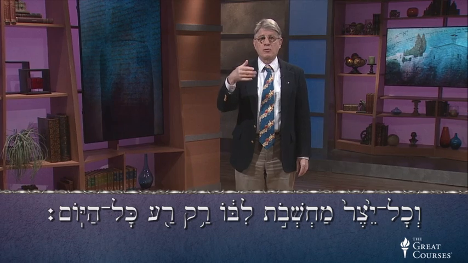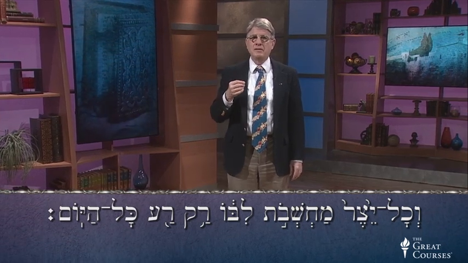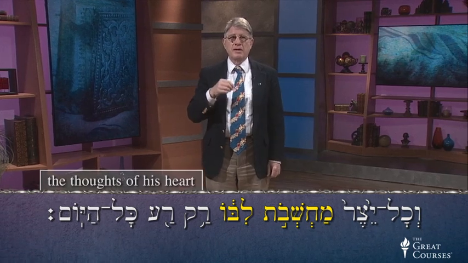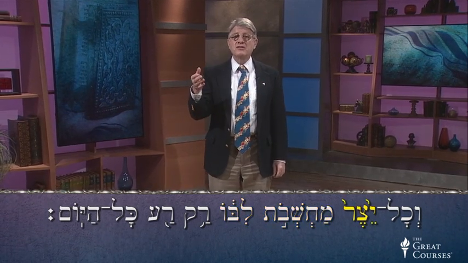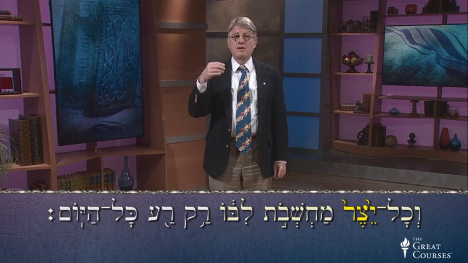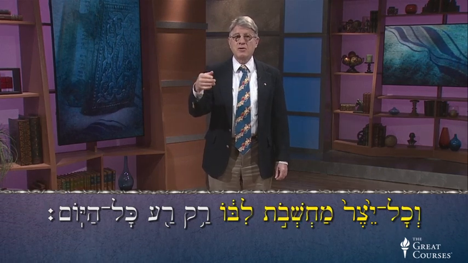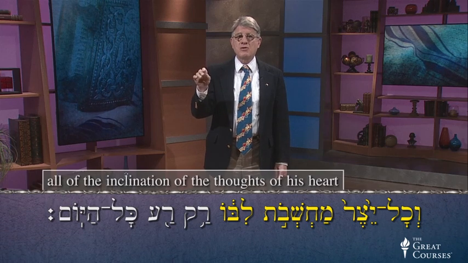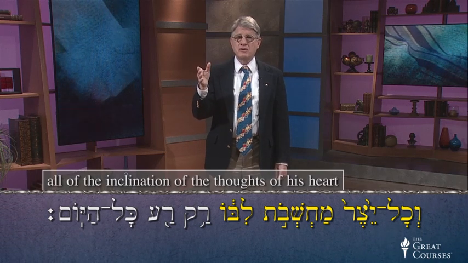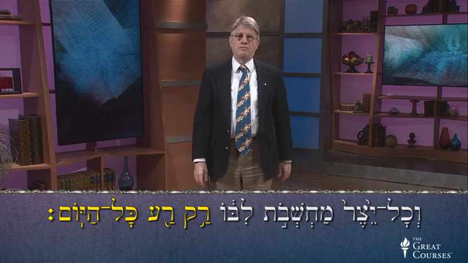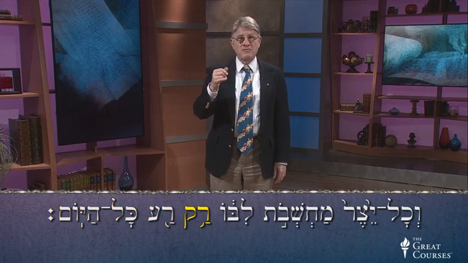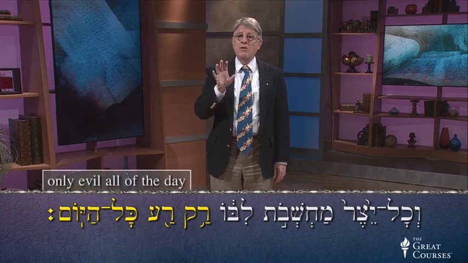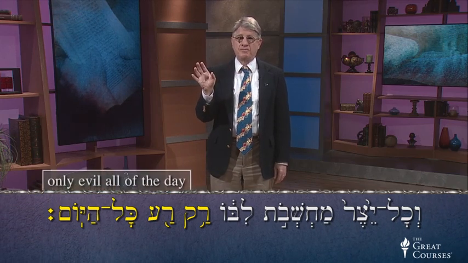Machshava, thought or scheme or plan. Machshevot libo, the thoughts of his heart. Yetzer, inclination or impulse. V'chol yetzer machshevot libo, all of the inclination of the thoughts of his heart was rak ra kol hayom. Rak, the adverb only. Rak ra kol hayom, only evil, all of the day.